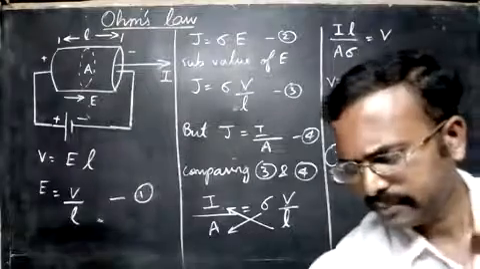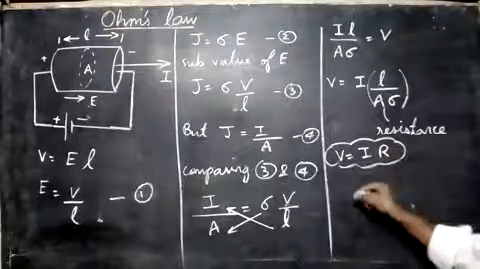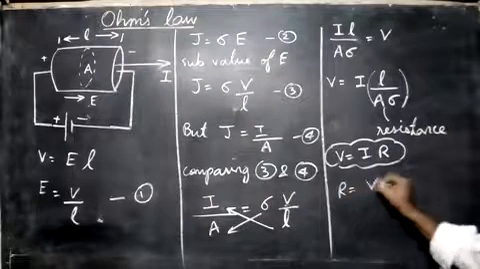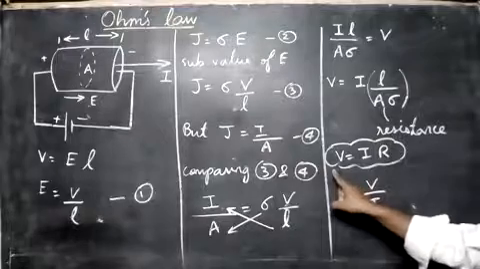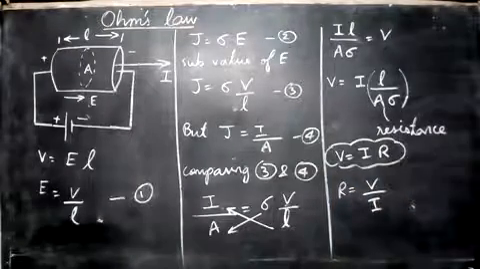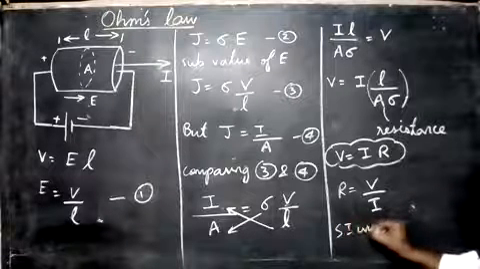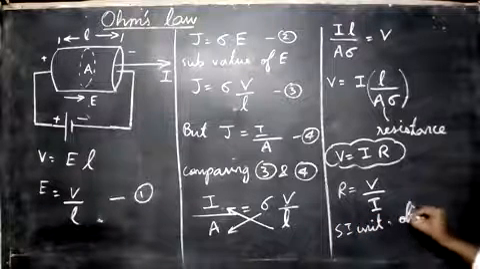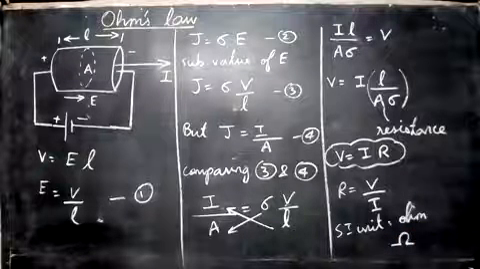Now, from this formula, what is R equal to? R is equal to V by I. Just bring I down here, so V by I is equal to R. This is called resistance. Let's see what the SI unit of resistance is. The SI unit is ohm, and the symbol is omega. You also learned this in lower classes.